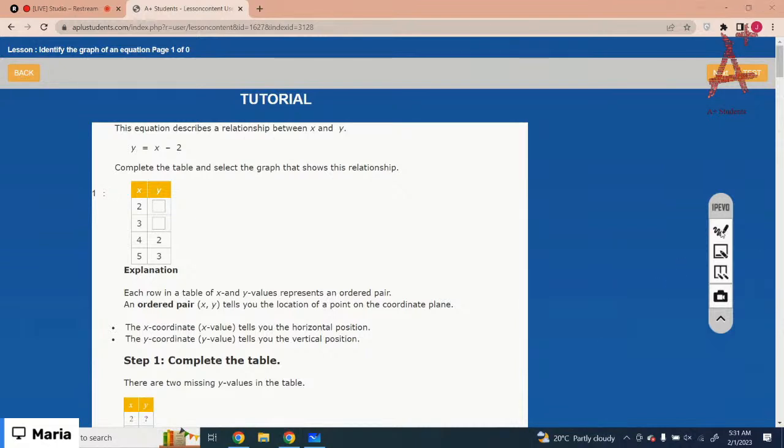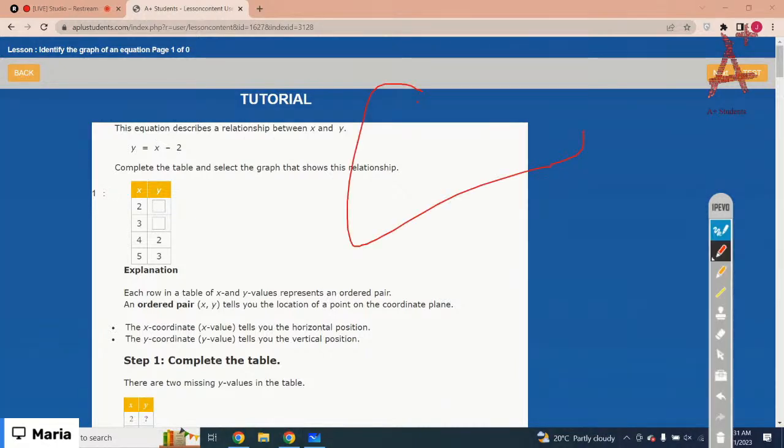So it is y equals x minus 2. Got it? So here x is 2, so 2 minus 2 equals 0. That means when x is 2, y equals 0. Got it? Now x equals 3, so just replace the 3. It would be 3 minus 2, which equals 1. So the missing values are 0 and 1. Got it? Now let's understand how to plot a graph.